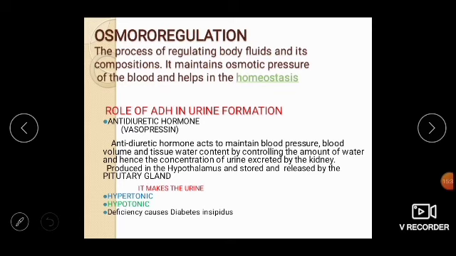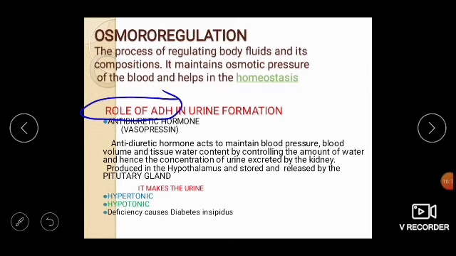Then come to osmoregulation. Now what is osmoregulation? This is a balance between the ions and the body fluids. This balance is maintained in the body, and we also call it homeostasis. And there is a hormone known as ADH, which plays a vital role in maintaining this in urine formation. Because a question has been asked in previous question papers, a few years back: what's the role of ADH? It helps especially in the formation of the urine, either by making the urine hypertonic or hypotonic.